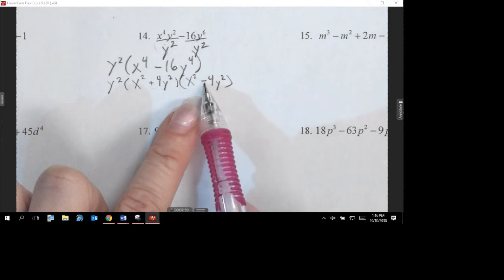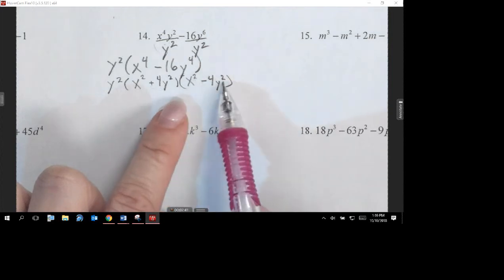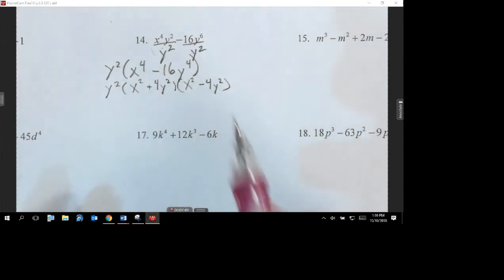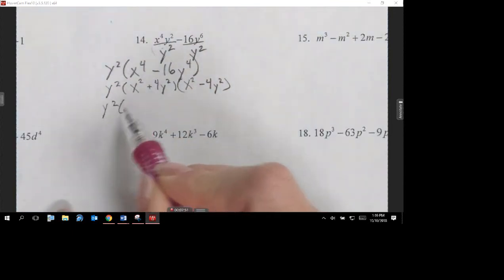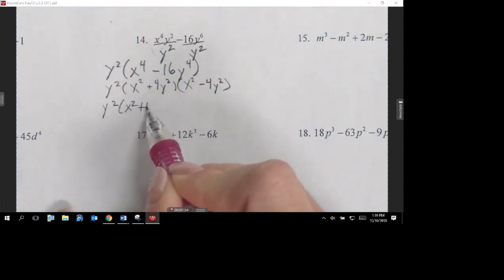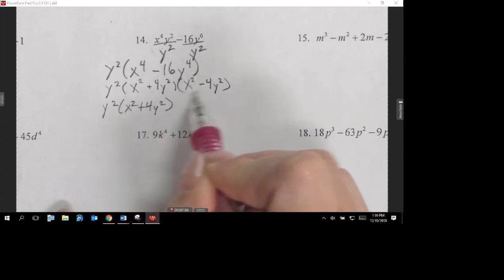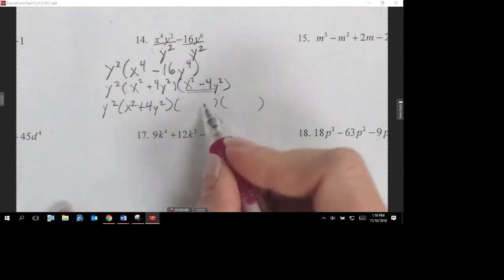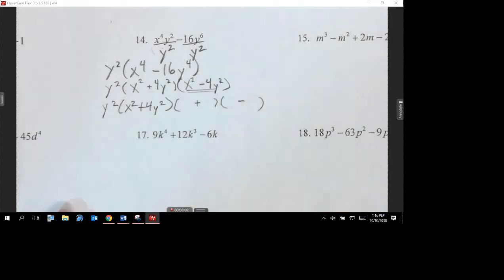Is this one a difference of squares? Yes, because it's subtraction. X is squared, y is squared, and 4 is a perfect square. So this one gets worked down further. The other two just come down. So y squared comes down. X squared plus 4y squared comes down. But now instead of this last parenthesis, we're now going to have 2 parentheses. 1 plus, 1 minus.